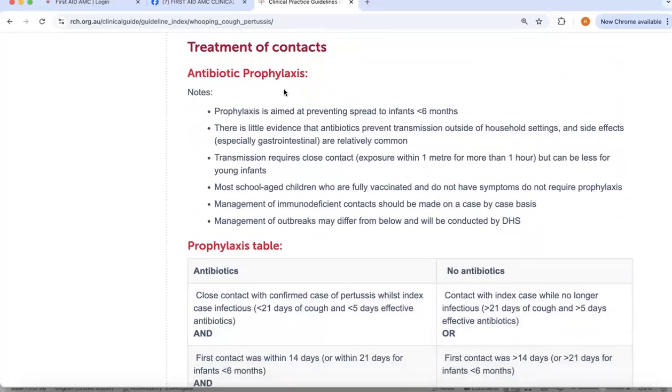Okay, so antibiotic prophylaxis of contacts. Prophylaxis is aimed at preventing the infection in children less than 6 months old.